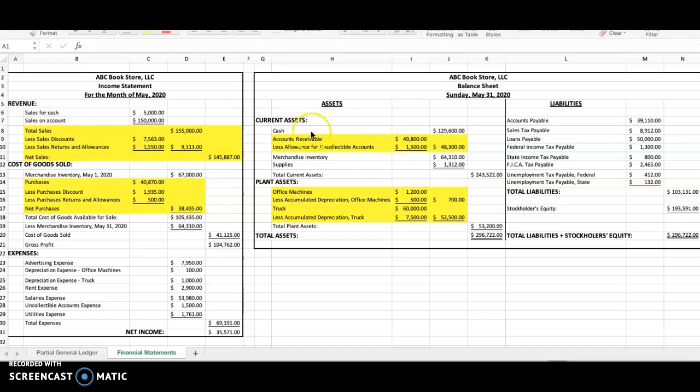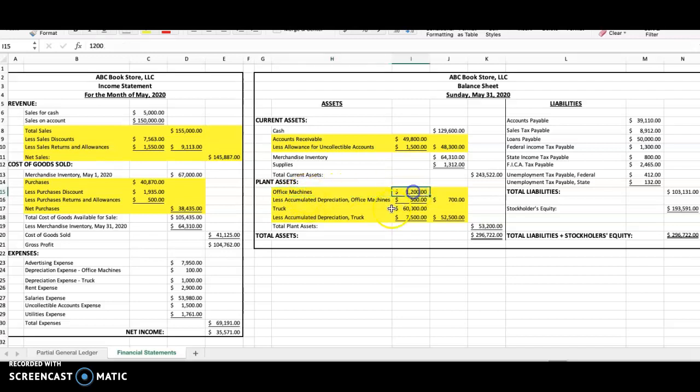So on the balance sheet over here, for example, we have accounts receivable less the allowance for uncollectible accounts. That's our estimate. So we expect that we will receive about 48,300 in accounts receivable because we expect some bad debts, unfortunately. Under plant assets, the long-term assets, we have office machines and we have a truck, and both of them depreciate. They tend to wear out, and we need to show that so that we have a more accurate value stated on the balance sheet.